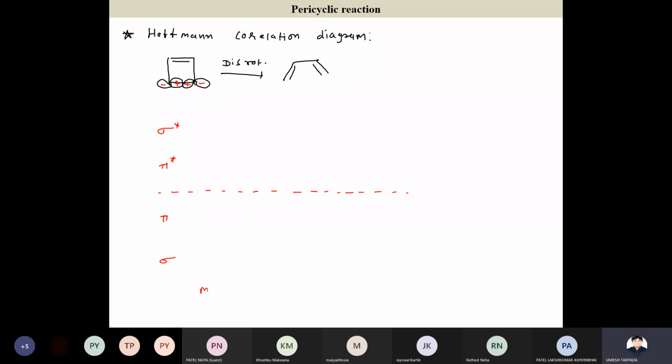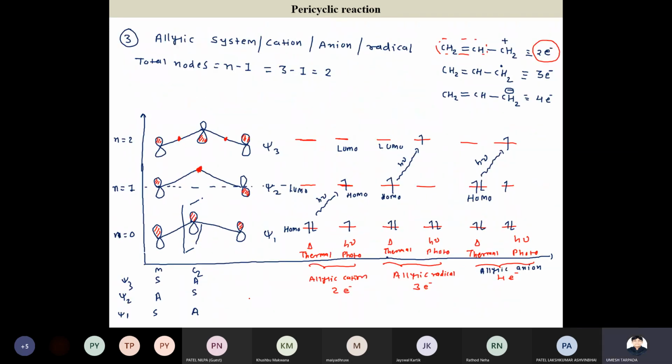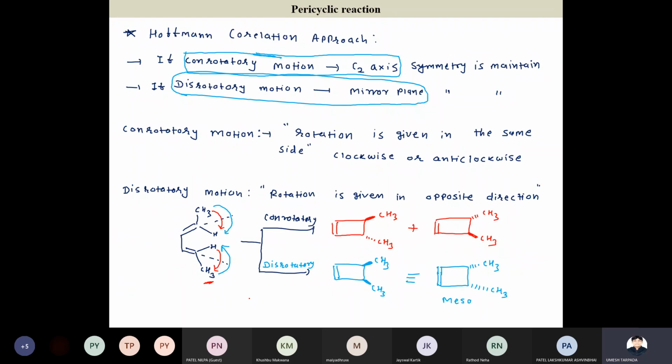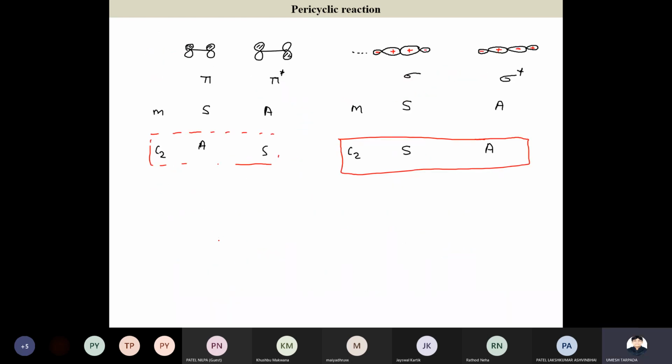So here we have to take the mirror plane symmetry. See here, mirror plane. It has been mentioned to you. For conrotatory motion always go for C2 axis, sorry, and for disrotatory you can have a mirror plane. So what about the sigma mirror plane? Sigma is symmetric and sigma star is asymmetric.